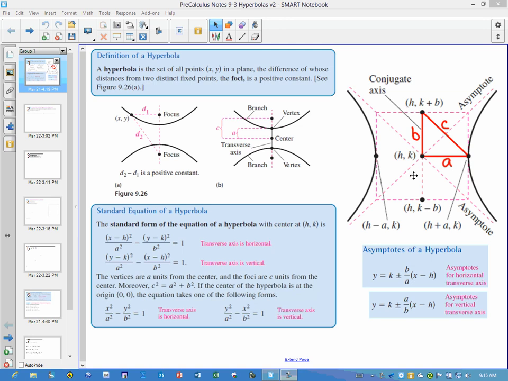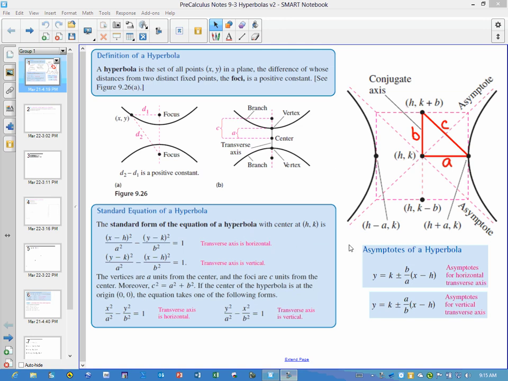The easiest way to graph these is once you know that distance B and you know the distance A, you use those to make a box that includes both vertices and both ends of the conjugate axis. Once you have that box, you draw your asymptotes through the corners of that box. Sometimes the box will be square, sometimes a rectangle, but you'll draw the asymptotes through the corners, and then from the vertex you'll approach the asymptote in one direction and approach the asymptote in the other direction. And you do that for both branches of the hyperbola.